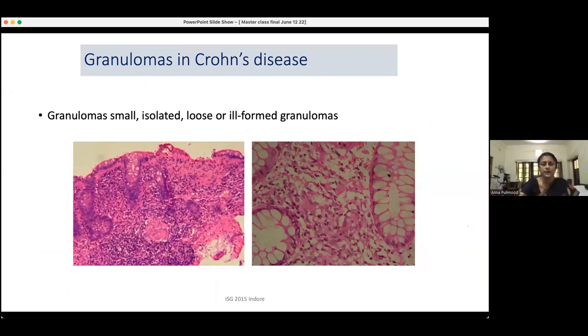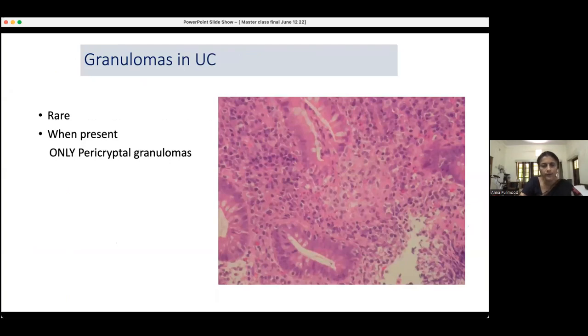Granulomas in Crohn's disease are usually small, and we'll look at this later. In UC, you don't get granulomas unless there's a crypt rupture and you get a pericryptal granuloma. So the only granuloma you can get in UC is a pericryptal granuloma. And based on this, you don't change a diagnosis of UC to Crohn's disease.